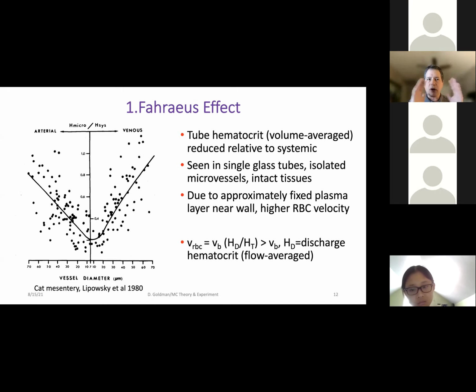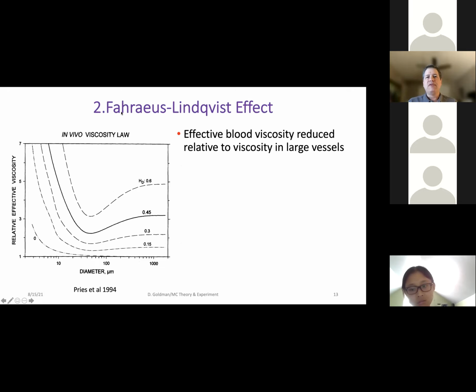There's plasma near the wall. It has low velocity because there's no slip at the wall. There's no velocity at the wall. But in the center are red cells, and they're moving very fast. And so that's why you have this effect. Okay? So that's the Fahraeus effect. Hematocrit's going down. This Fahraeus-Lindquist effect has to do with the viscosity actually going down also.